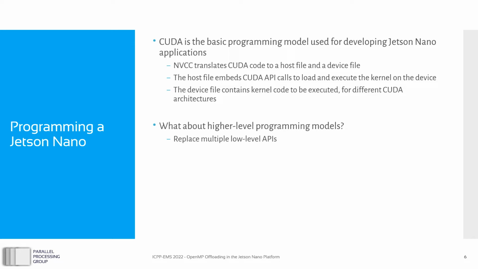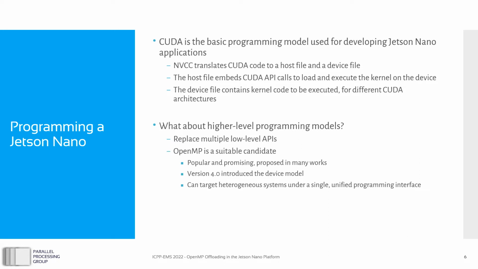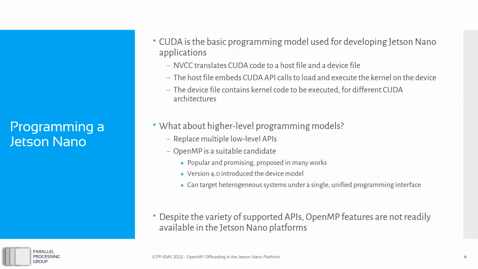But what about higher level programming models? We can use them to replace multiple low level APIs. Well, a popular example is OpenMP, which is proposed in many works. It's also popular and promising. In fact, its version 4 introduced the device model, which enabled heterogeneous programming. However, despite the variety of supported APIs, support for Jetson Nano is still not available.